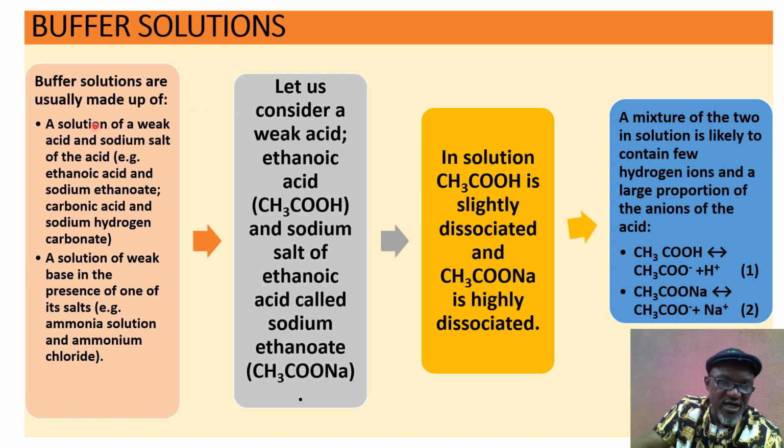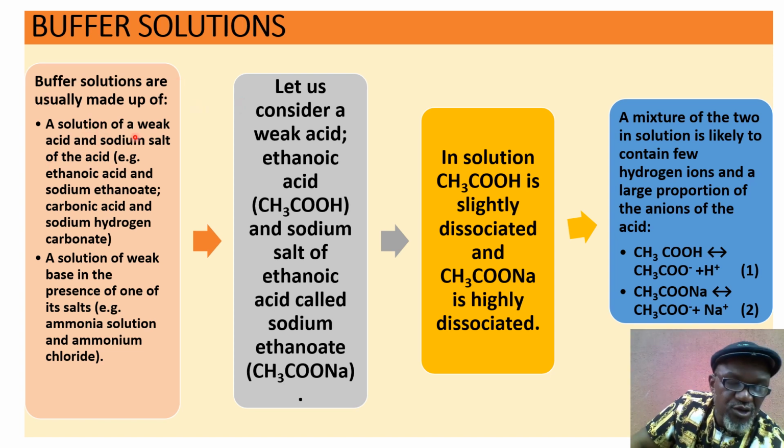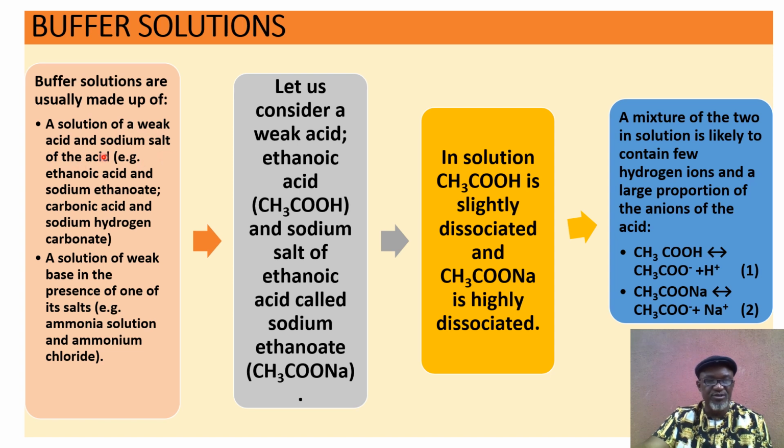Buffer solutions are usually made up of a solution of a weak acid and a sodium salt of the acid. For instance, ethanoic acid is a weak acid. Remember when we talked about acid-base chemistry, we mentioned ethanoic acid as a weak acid. It can only furnish some percentage of its hydrogen ions. So ethanoic acid and sodium ethanoate, or carbonic acid and sodium hydrogen carbonate, which we saw in the last slide.